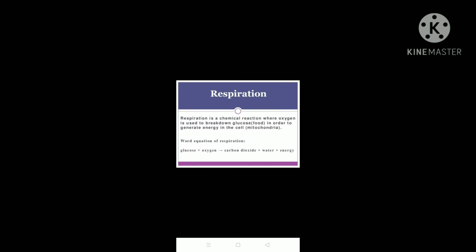So let us see what respiration is. Respiration is nothing but a chemical reaction where oxygen is used to break down glucose in order to generate energy. So there is an equation: glucose plus oxygen gives rise to carbon dioxide, water plus energy. This is respiration. So breathing and respiration are not the same and there are some differences between them.